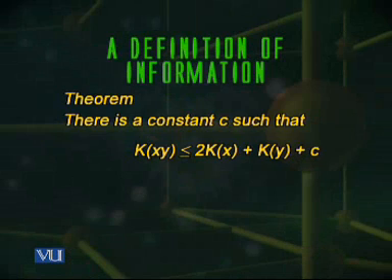Let's now prove something else. That there is a constant C such that the descriptive complexity of X, Y is less than or equal to 2 times the descriptive complexity of X plus the descriptive complexity of Y plus a constant. So, what we want to say is that the amount of information in X followed by Y cannot be a lot more than the amount of information in X plus the amount of information in Y. Here we're saying something slightly weaker, which is that the amount of information in XY cannot be much more than twice the amount of information in X plus the amount of information in Y. This theorem can actually be improved, but let's start with this simpler theorem, which is easier to prove.